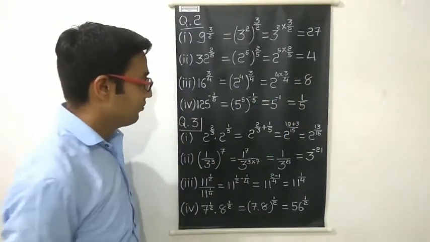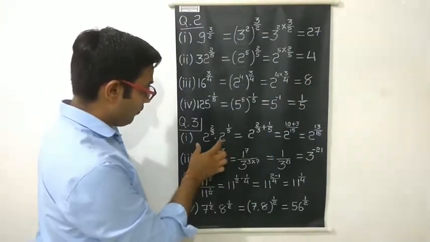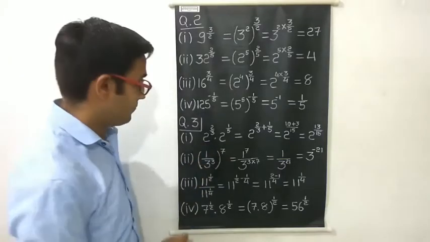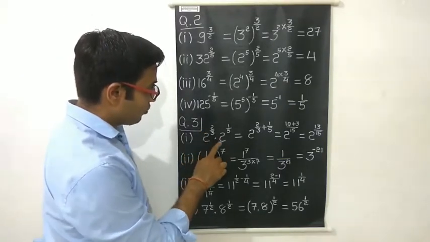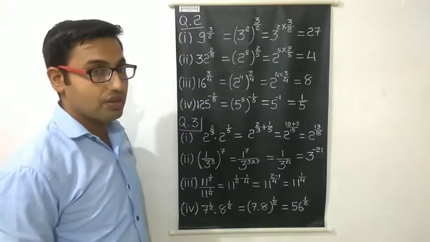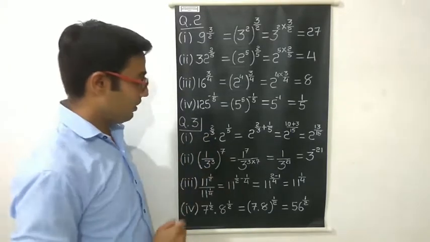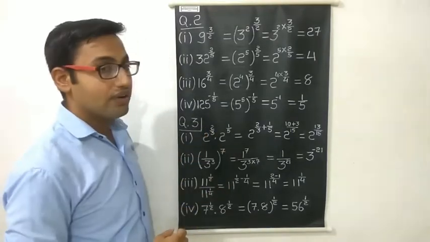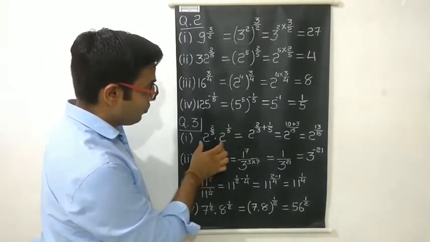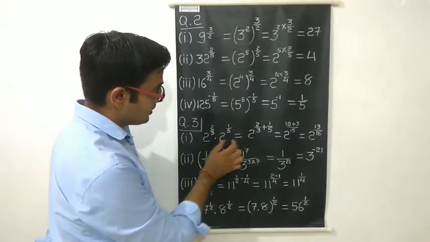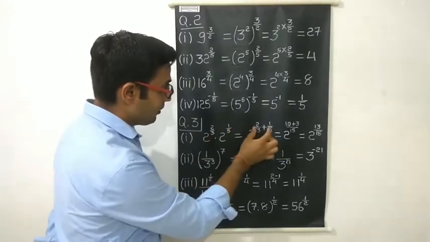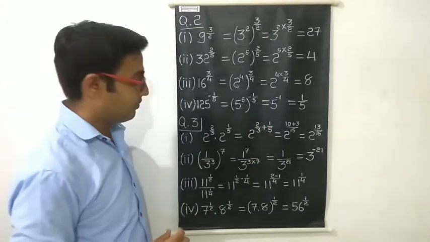Now question number 3. Again we have to find the value of all these given questions. 2 raised to power 2 upon 3 into 2 raised to power 1 upon 5. So which law applies here? The base is same and power is different. So we have to apply it as base remains the same and power will be in addition.